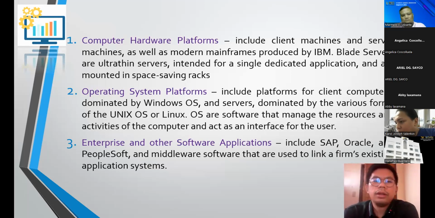So the operating system platforms include platforms for client computers, dominated by Windows OS, and servers, dominated by various forms of the Unix OS or Linux. OS are software that manage the resources and activities of the computer and act as an interface for the user. The popularity of Microsoft Windows Server makes it a preferred server operating system, appealing among organizations seeking IT infrastructure due to its capability for enterprise-wide operating services and network operation.